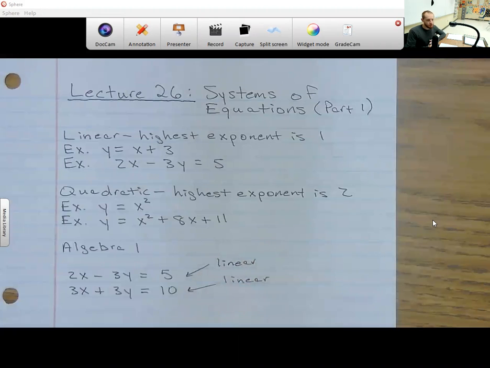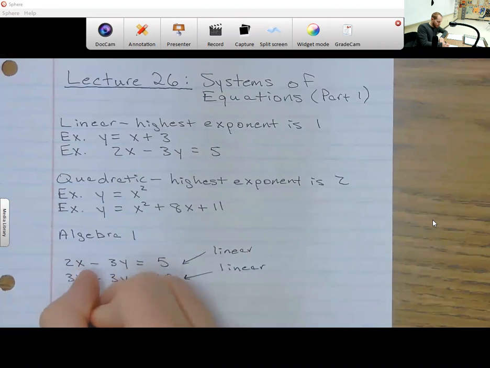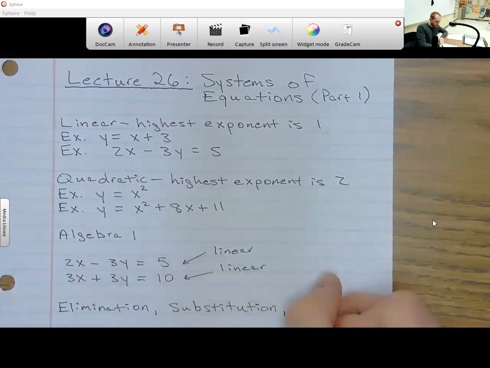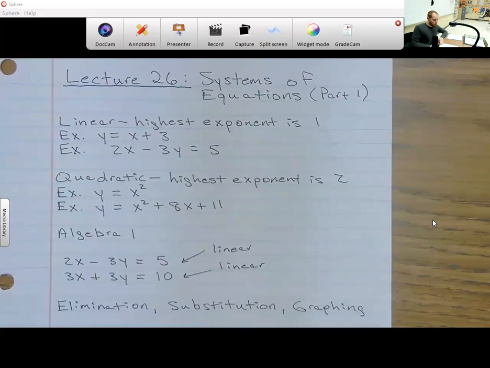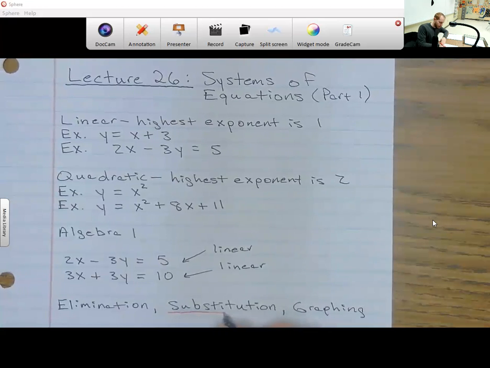And you would solve these in different ways, right? There are multiple ways that you could do it. You could solve it by elimination. Some of you probably remember that. Some of you probably remember substitution. You could solve a system by substitution. And you also have graphing. You could solve a system by graphing. So those were 3 ways that you could do it. And today we're going to be concentrating on just one. We're going to be concentrating on substitution today.